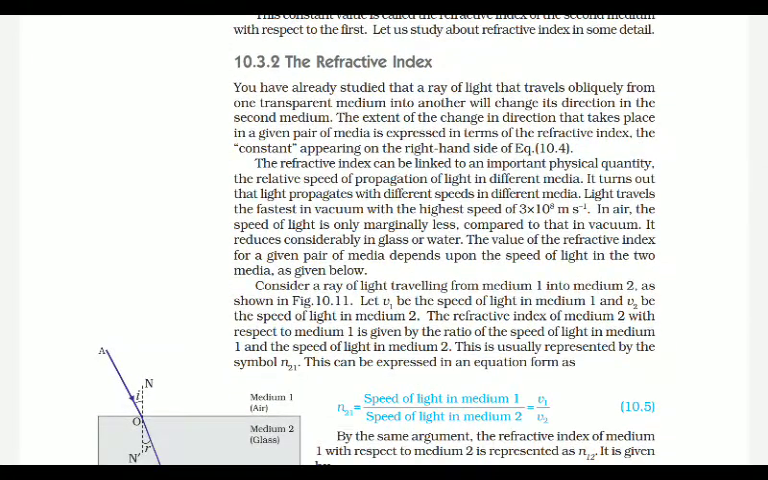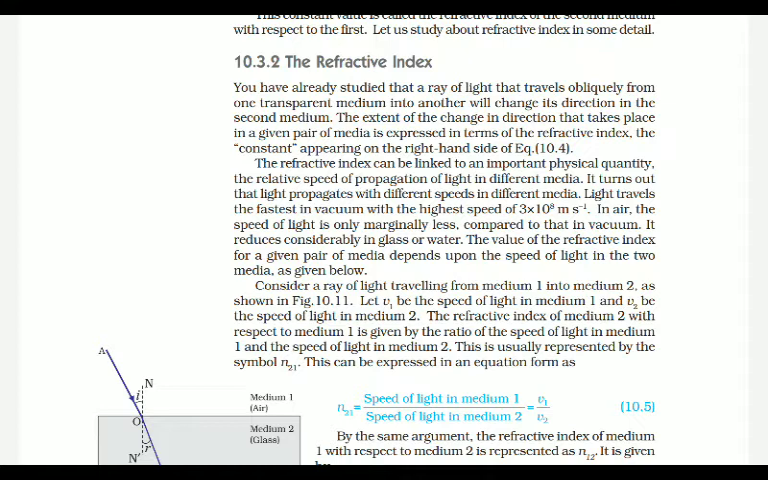Now you have already studied that rays of light that travel obliquely from one transparent medium into another will change direction in the second medium. The extent of the change in direction that takes place in a given pair of media is expressed in terms of the refractive index, the constant that appears on the right-hand side in equation 10.4.